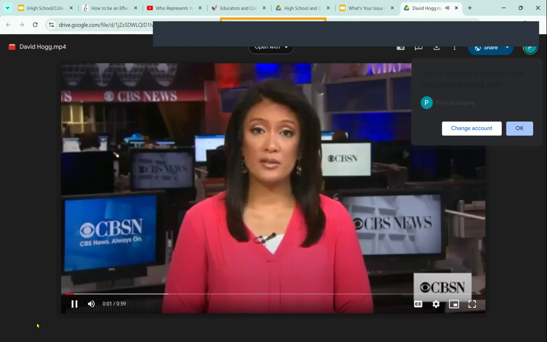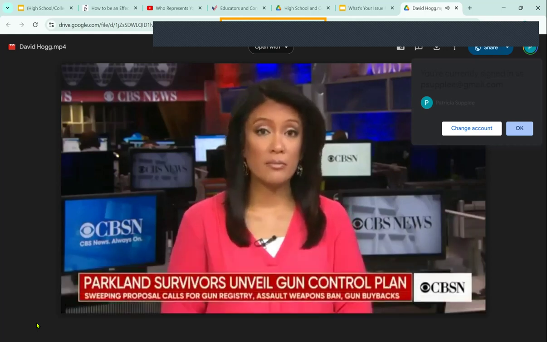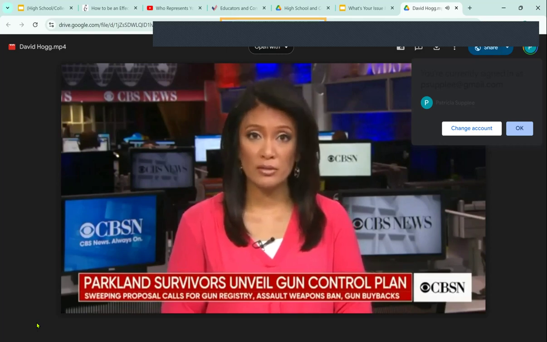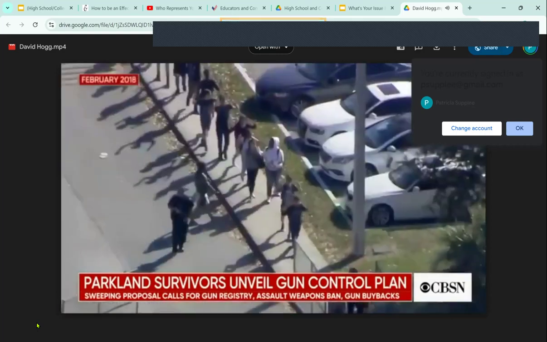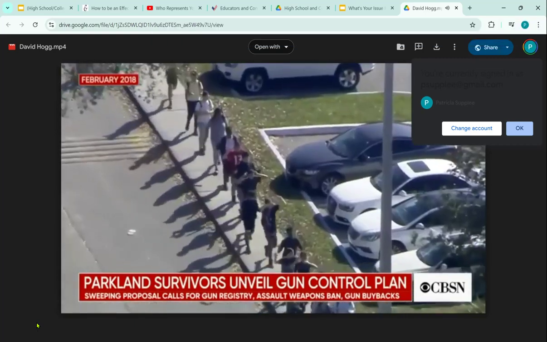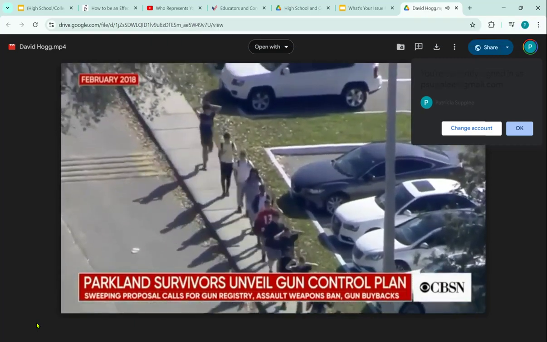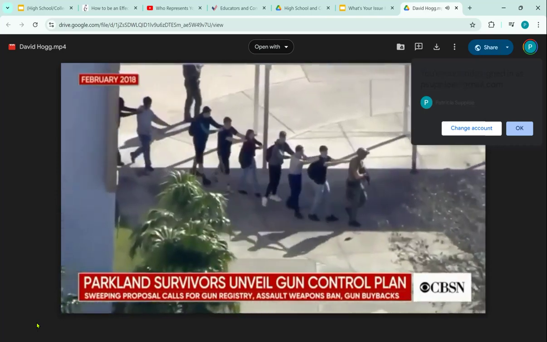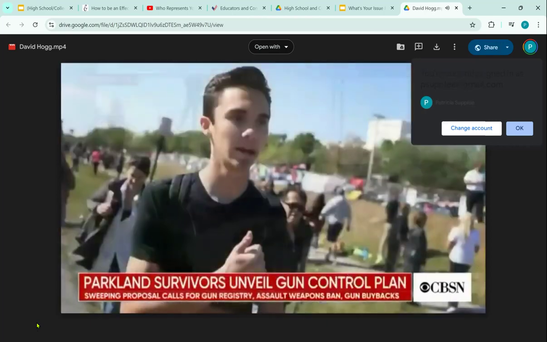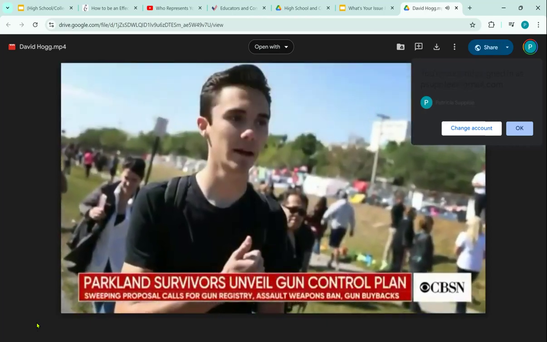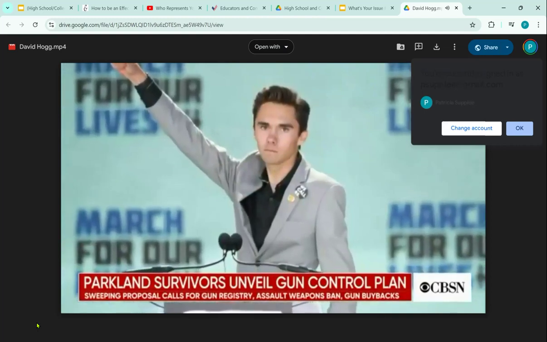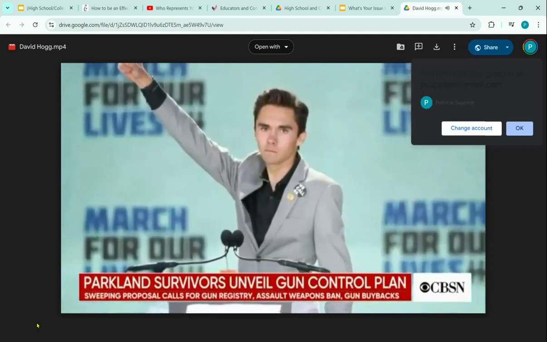President Trump acknowledged Wednesday that gun deaths are a public health emergency, but he's sent mixed messages on background checks in recent days. Now, some survivors of the February 2018 shooting at Marjorie Stoneman Douglas High School in Florida are introducing their own plan for sweeping gun control legislation. Our Paula Reed spoke with David Hogg, a survivor of the shooting and one of the founders of the March for Our Lives movement. She asked him about the group's proposal.